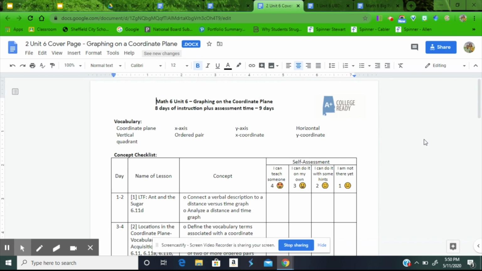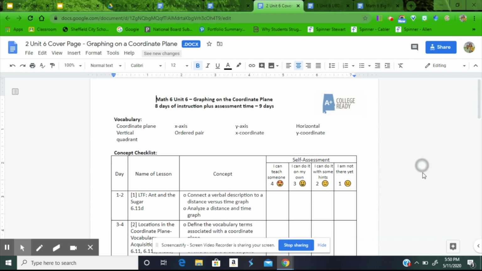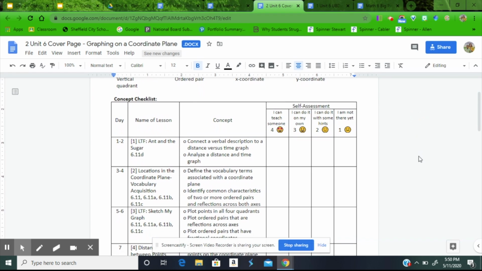Looking at our cover page or our simplified scale, you'll see here at the top that this is Unit 6, Graphing on the Coordinate Plane. There's 8 days of instruction plus assessment time for a total of 9 days. Underneath that, you have your vocabulary that they will be visiting during Unit 6, followed by your concept checklist.